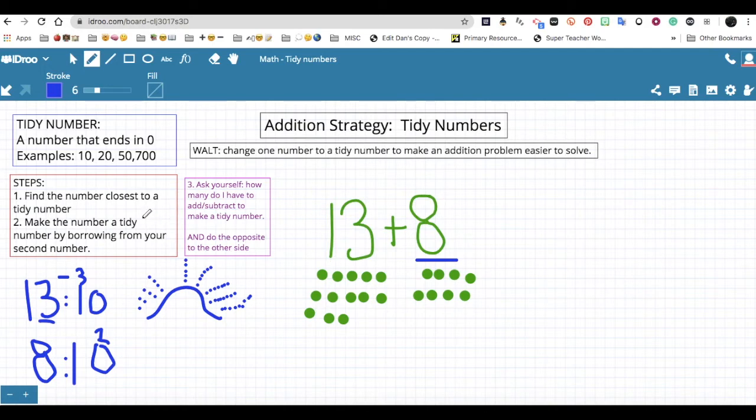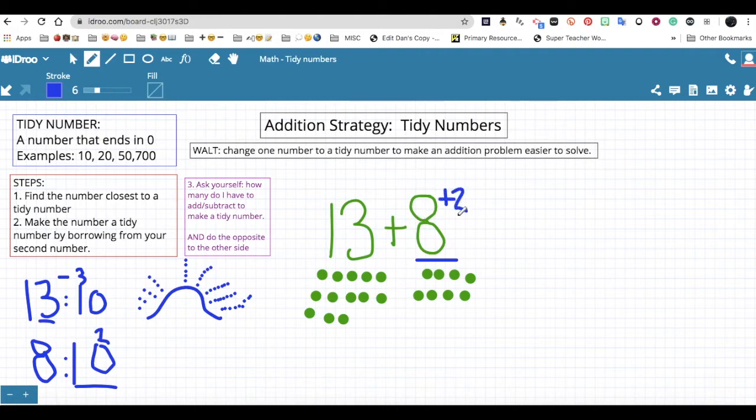Now we have to make a tidy number by borrowing from our second number. To do that, we need to read question 3 for me. Pause the video and read question 3. We need to ask ourselves, how many do I have to add or subtract to make a tidy number? Okay, so if 8's the number that's closest to my tidy number, and we know my tidy number is going to be 10, how many do I have to add or subtract to make 10? I have to add 2.